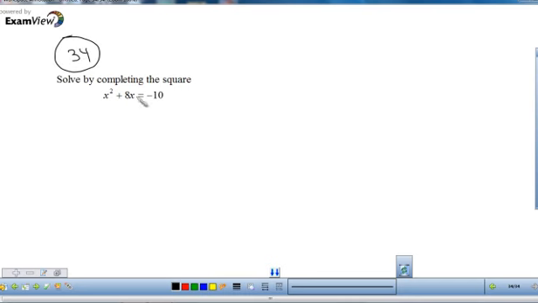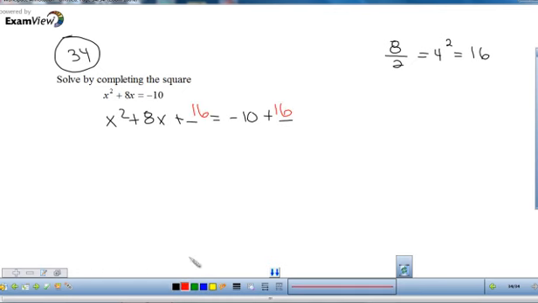So I'm going to solve by completing the square. So step 1 is I'm going to add a blank. I'm going to take the coefficient of x divided by 2, which becomes 4, and then I'm going to square it, which is 16. And that is what I'm going to add to both sides.